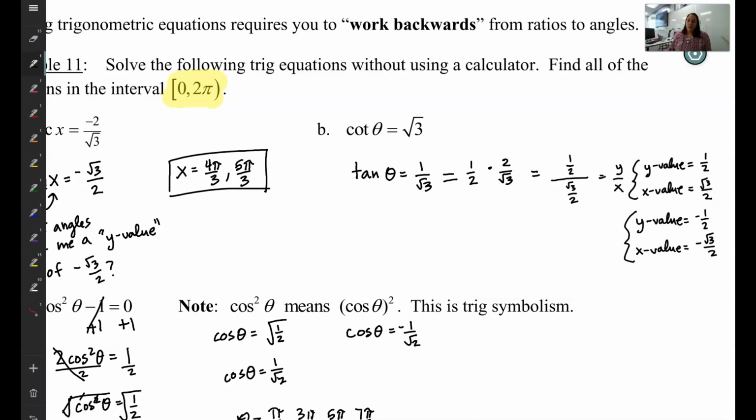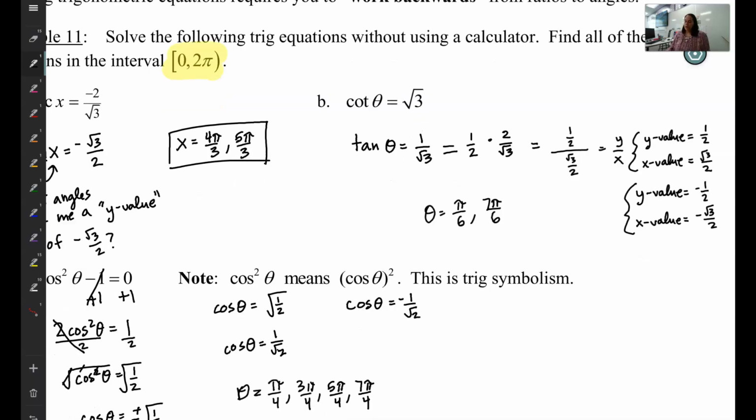These are my two options that will give me a tangent of 1 over root 3. So pause the video again, knowing that, look at your unit circle and try to find the angles that fit those conditions. Okay, you should have gotten pi/6 and 7pi/6. Hopefully that's what you got when you looked at your unit circle for those conditions. Hopefully that makes sense. That's the last part of this lesson. See you in 0.5.